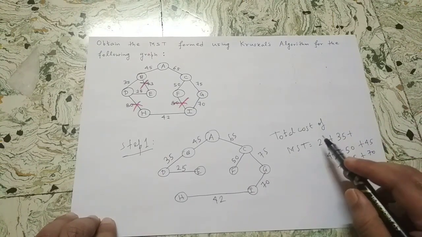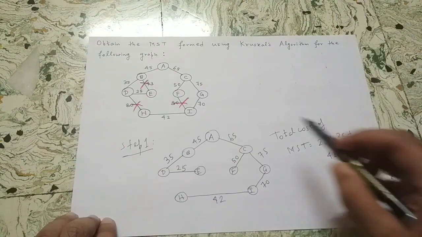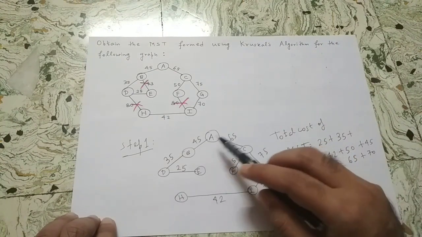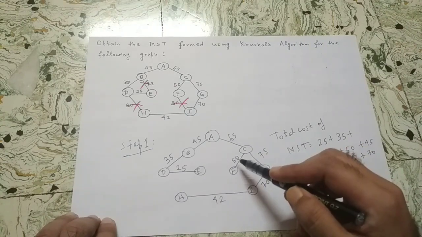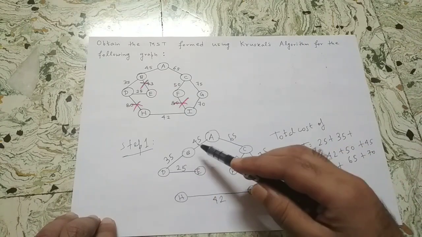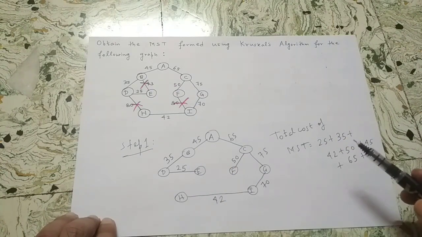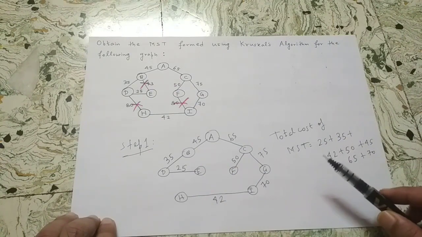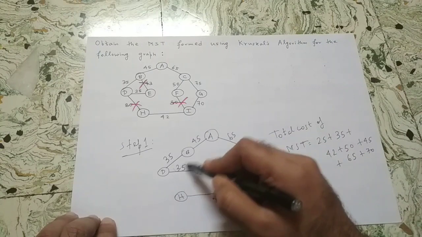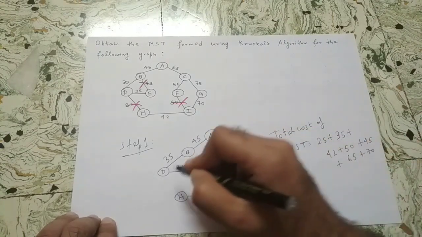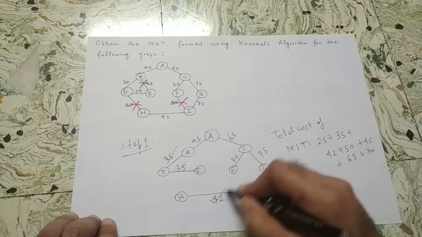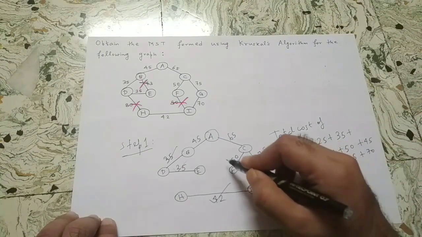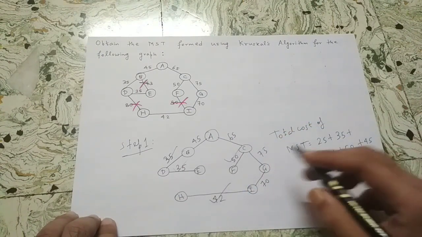Have I included everything? 1, 2, 3, 4, 5, 6, 7. Are there 7 edges? 1, 2, 3, 4, 5, 6, 7, 8. Are there 8 edges? Am I missing something? Okay, I have included 25. I have included this. I have included 35. So I have included this as well. I have included 42. So I have included this. I have included 50. So this is done. Okay, I missed 75, I think.